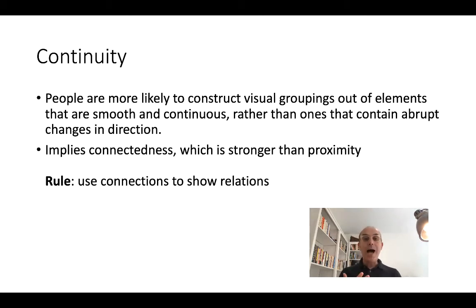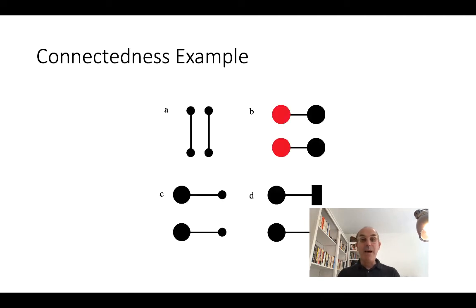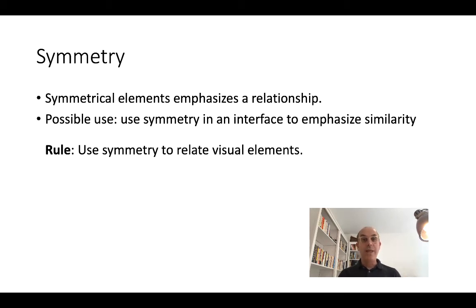Continuity is how people are most likely to construct visual groupings out of elements that are smooth and continuous, rather than ones that contain a disruption or change in direction. So apply connection to show relationship, which means that this is an example of connectivity, and this is where we can apply it and examine it. Connectedness is another example. Show the connectedness of those examples to illustrate that.